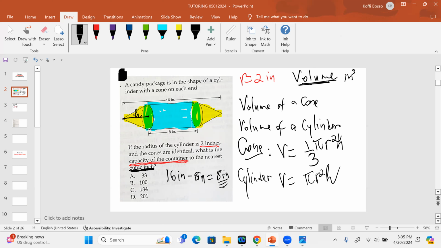Are you sure? Look, this is 8 inches, right? So it's like from here to here. So are you telling me that this side will be 8 inches? No, that's not possible. It has to be half, 4 inches. Exactly. So this is 4 inches here, and this is 4 inches here. So after you do 16 minus 8, you have to divide it by 2. So H is 16 minus 8 divided by 2, and we get 4 inches. So the height here is 4 inches.